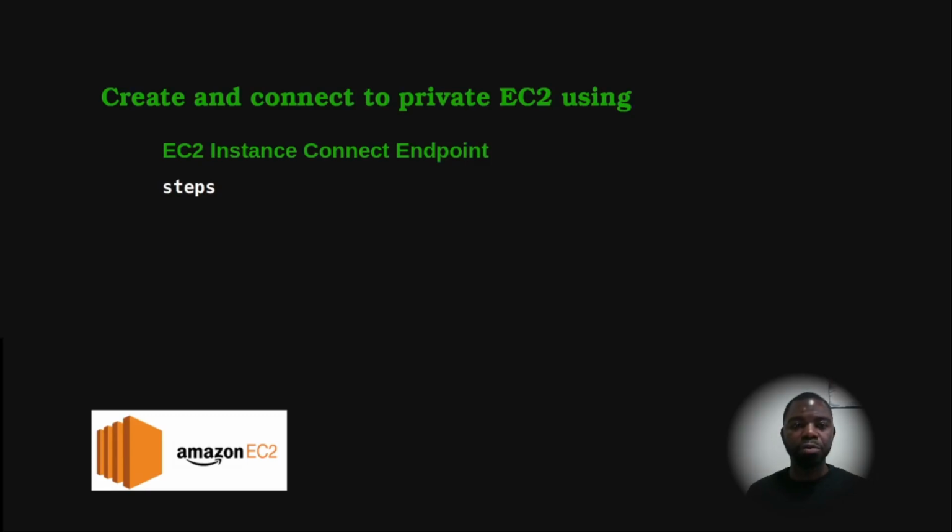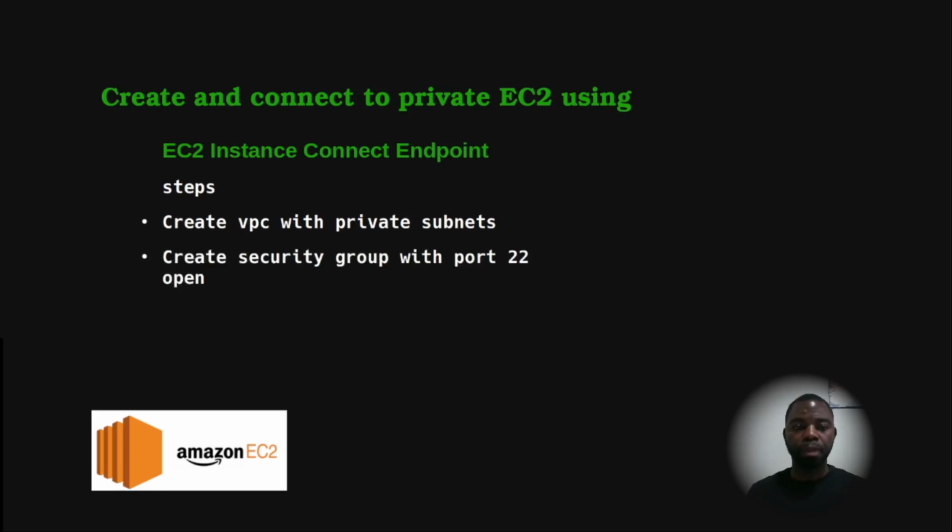In today's video, we are going to create and connect to private EC2 instances. Here are the steps that we are going to follow. So we'll create a VPC with a private subnet. We'll create a security group with port 22 open. And then we'll create EC2 Instance Connect Endpoint. That way, we'll be able to connect to the private EC2 instance. Let me show you how to do this on my AWS console.